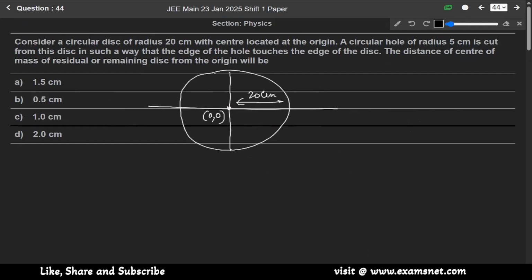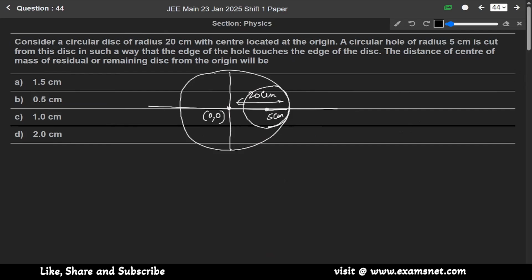A circular hole of radius 5 centimeter is cut from the disc in such a way that the edge of the hole touches the edge of the disc. There is a circular hole and it is cut from this circular disc and its radius is given as 5 centimeter. The distance of center of mass of residual or remaining disc from the origin will be.